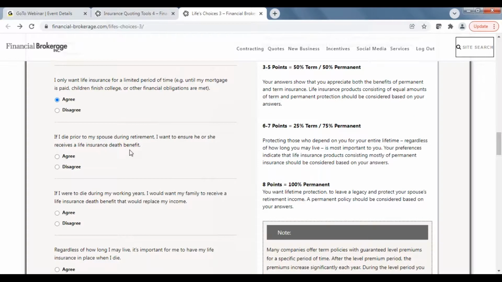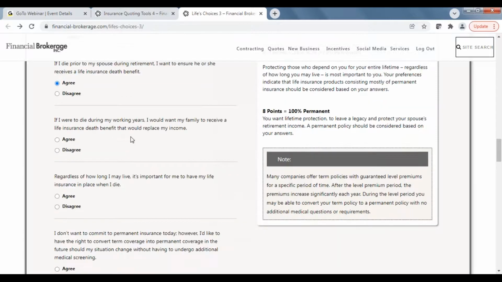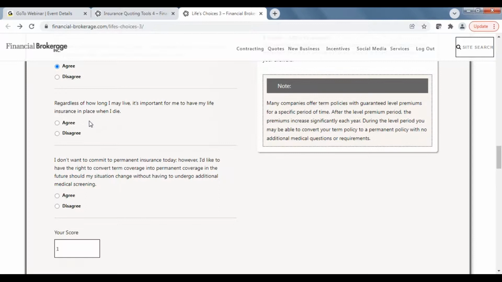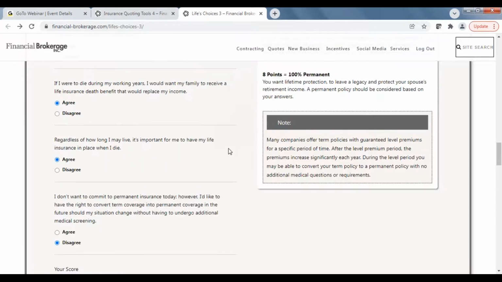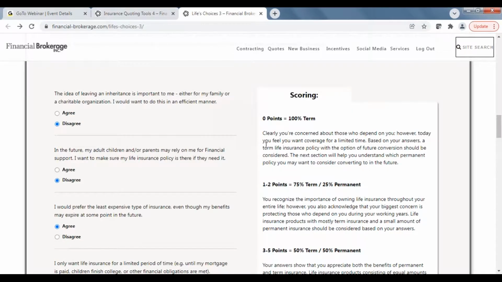If I die prior to my spouse, I want to ensure they receive a portion of the death benefit. Let's say yes. I want my family to receive a benefit that would replace my income if I died during working years. Let's say yes. I want a policy in place regardless of how long I live. Hey, let's agree to that. Don't want to commit to permanent today, but I want the right to convert to term. Let's say no, so let's see what that looks like. So we have a score of 3. And in this case, that leads to 100% term being the recommendation.